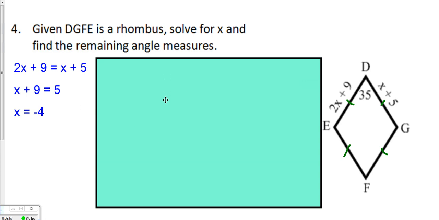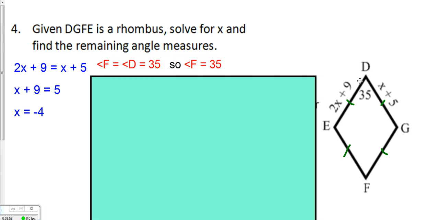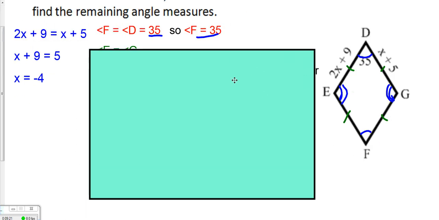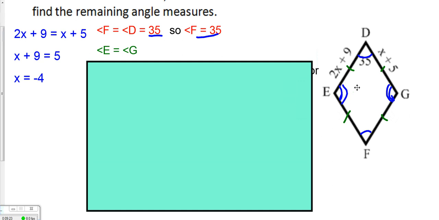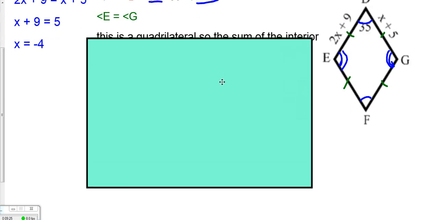Now to find our angles. Angle F has to equal angle D because it's a rhombus. A rhombus would tell us it's technically a parallelogram, so the angles that are across from each other have to be equal. So if D is 35, then F is also 35. Figured that one out. E has to equal G because it's a rhombus.